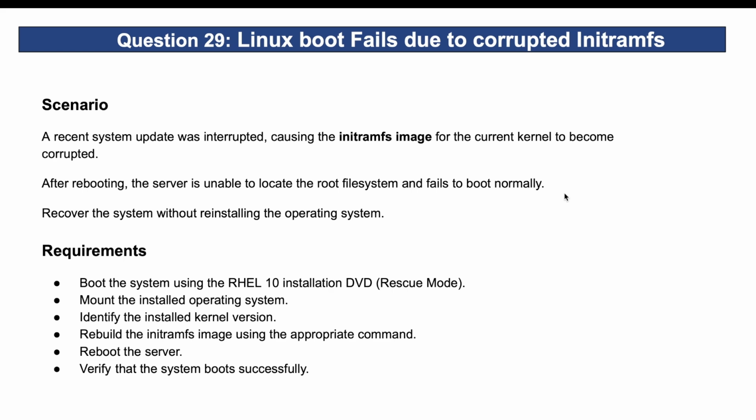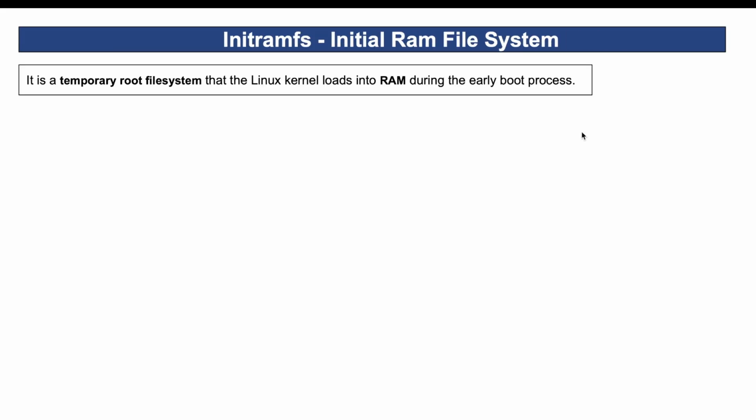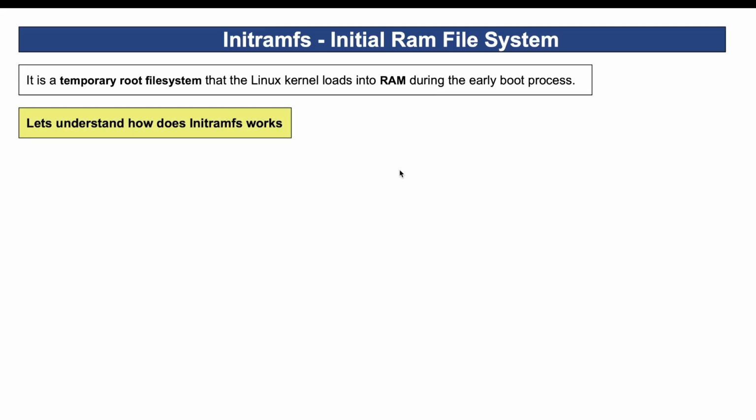So basically, when the user is trying to boot the machine, it fails to boot because of the corrupted initramfs. Before starting the lab, let's first understand what initramfs is and what role it plays during the system boot. initramfs stands for initial RAM file system, and it is a temporary root file system that the Linux kernel loads into the RAM during the early boot process. Basically, it is a small temporary operating system that Linux loads into the RAM before the real operating system starts.